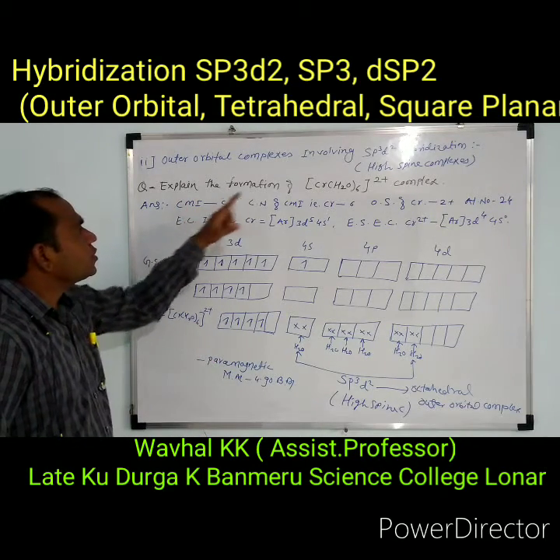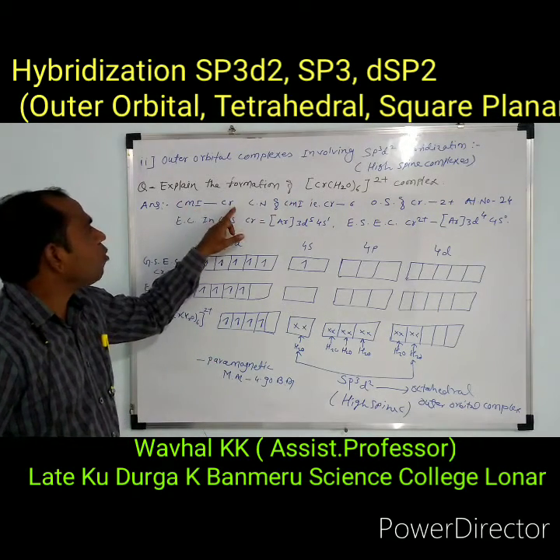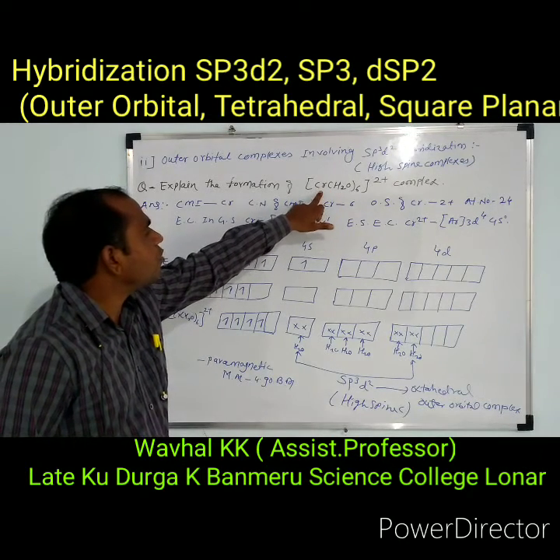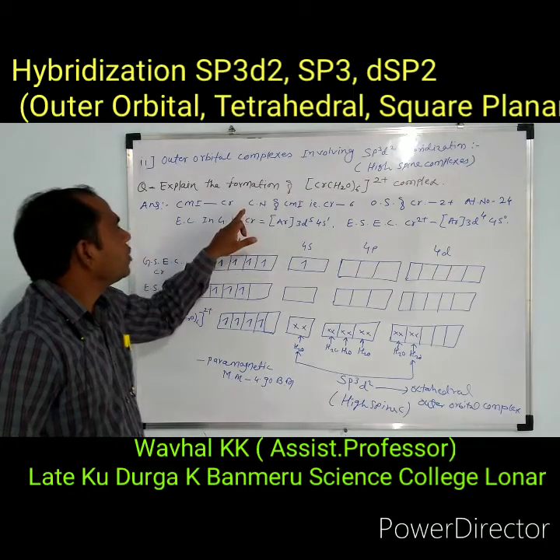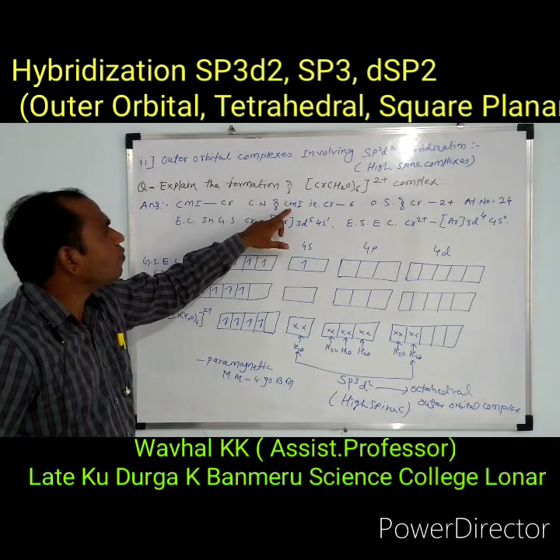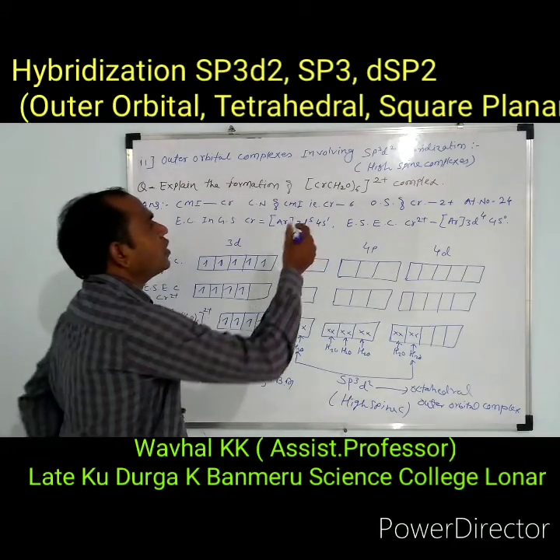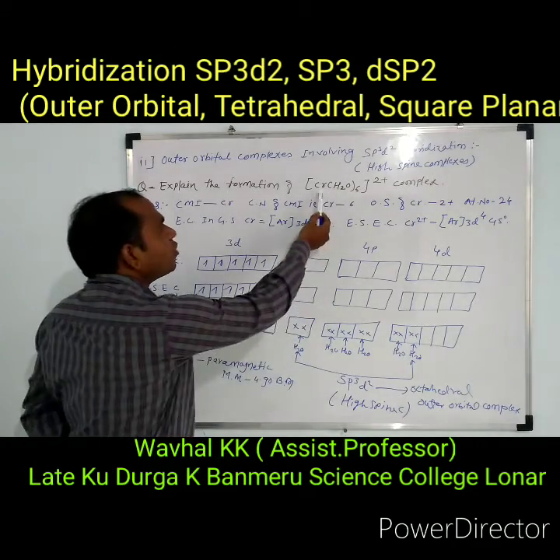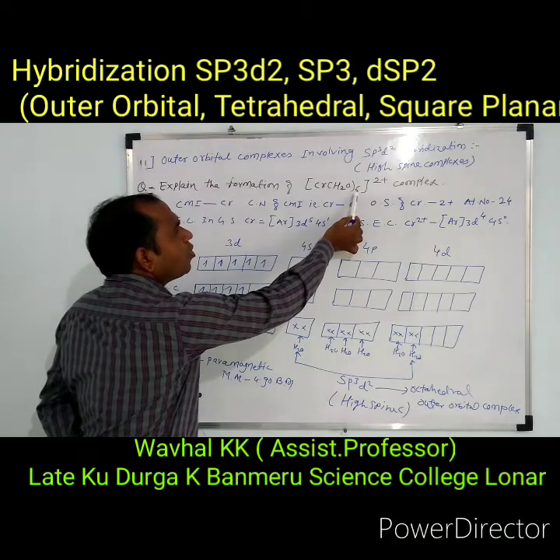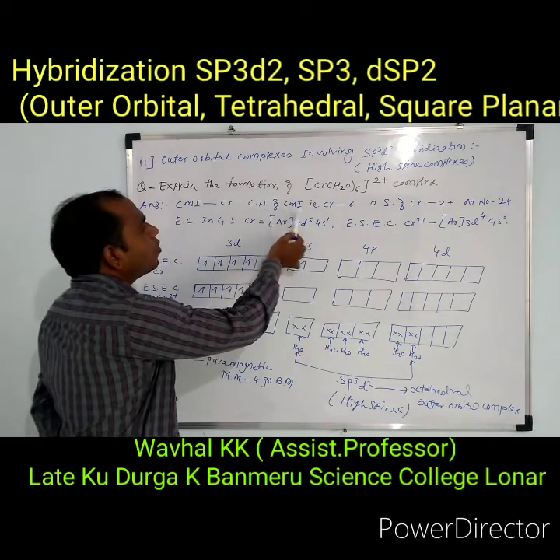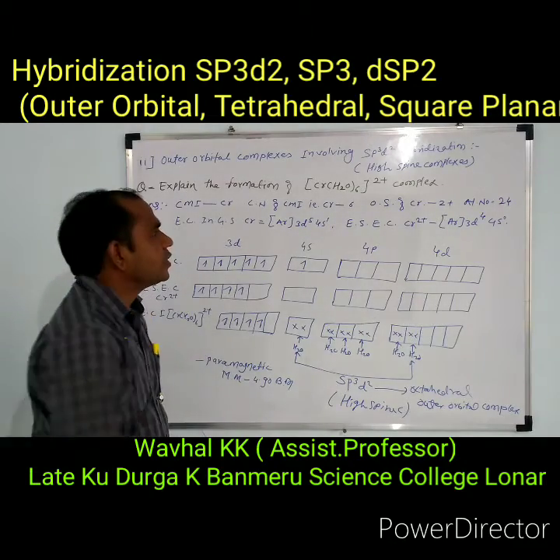Answer: the central metal atom of this complex is chromium. Then the coordination number of the central metal atom, chromium. Coordination number means how many H2O ligands are attached to the chromium. A total of 6 H2O are attached to the chromium. Hence, the coordination number of chromium is 6.